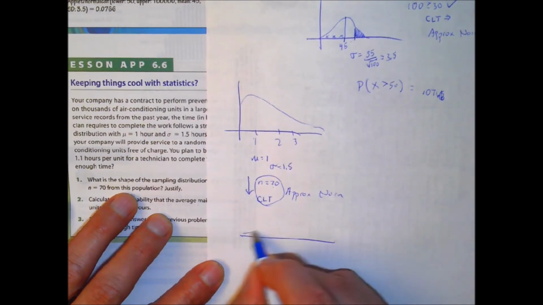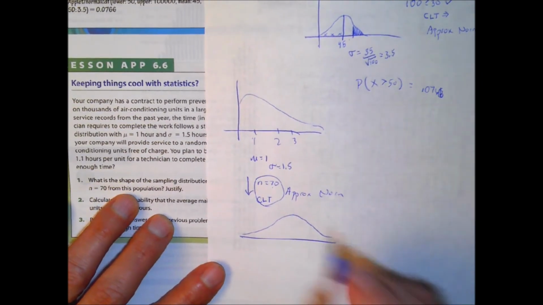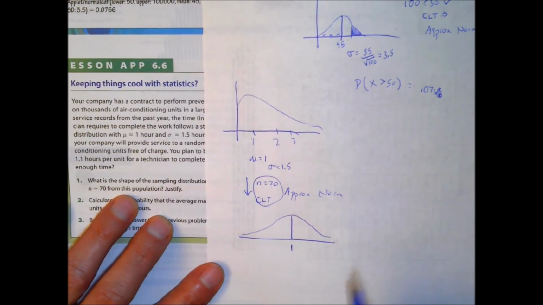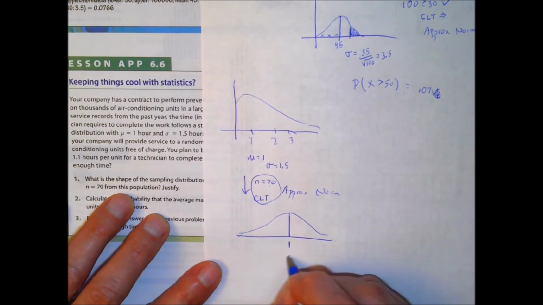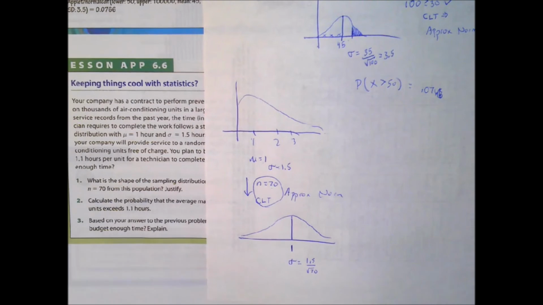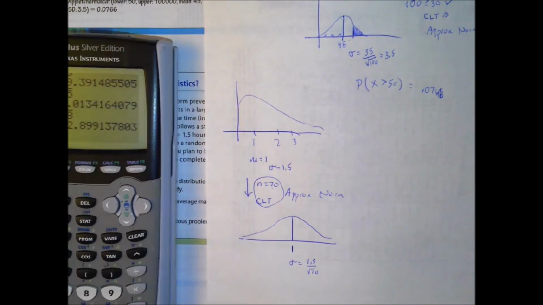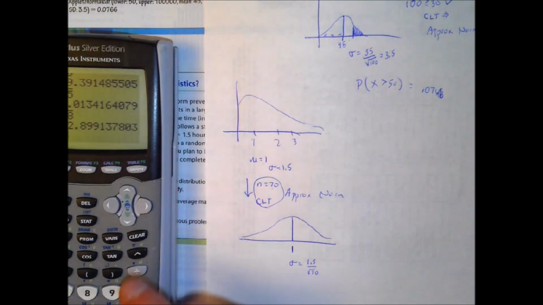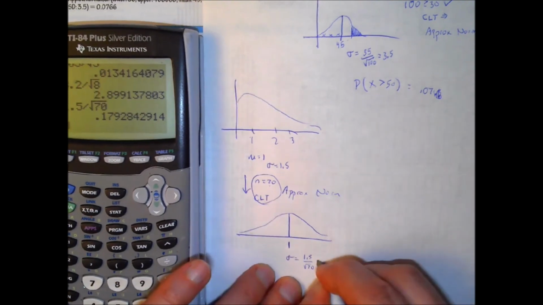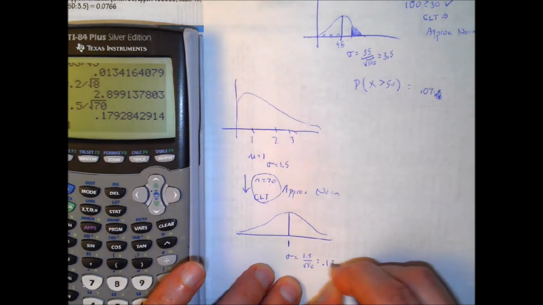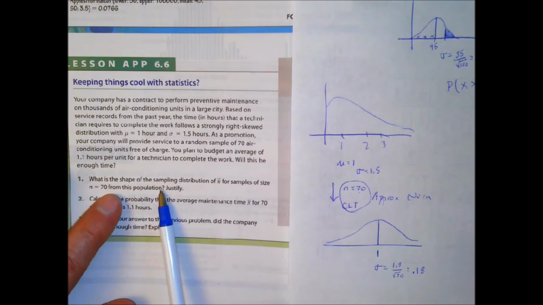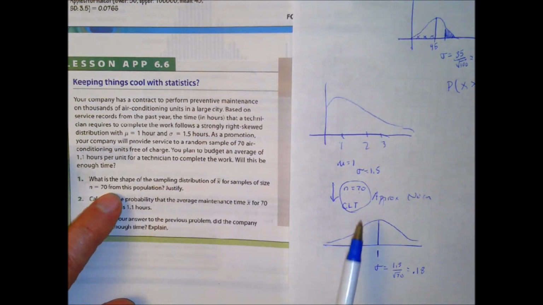So our distribution here is approximately normal. We know the center is going to be the same as the center up here, 1. And our standard deviation is going to be 1.5 divided by the square root of 70, which gives me about 0.18. So we have a standard deviation of 0.18. Answering the questions, what is the shape? By CLT, approximately normal.